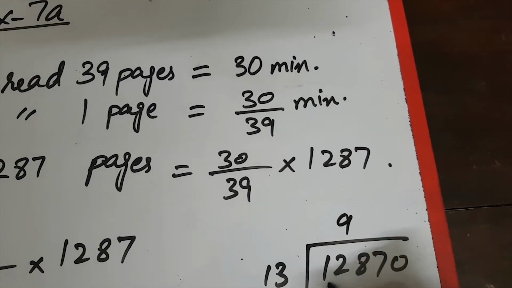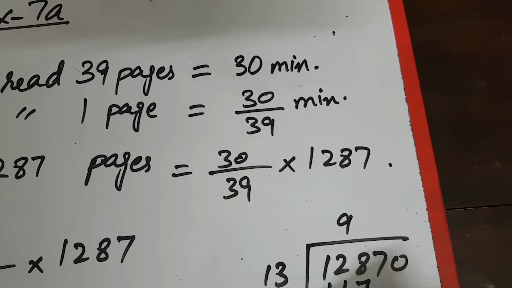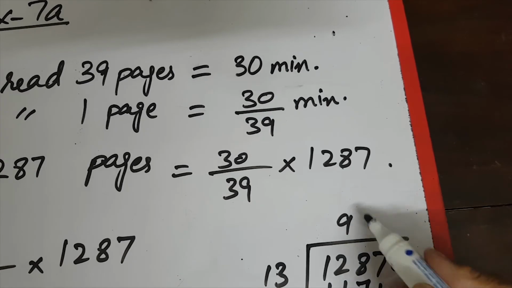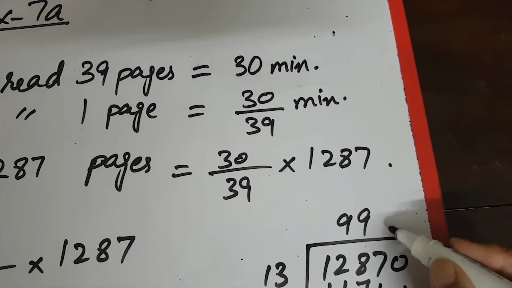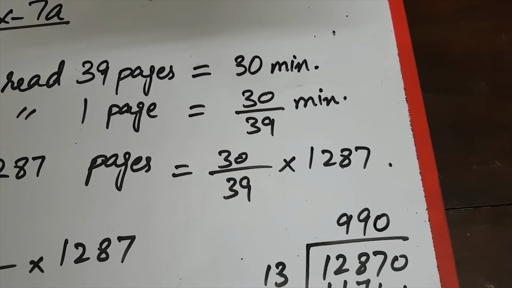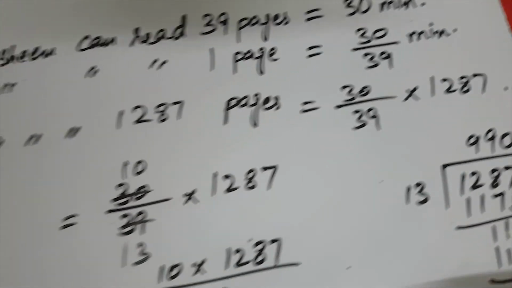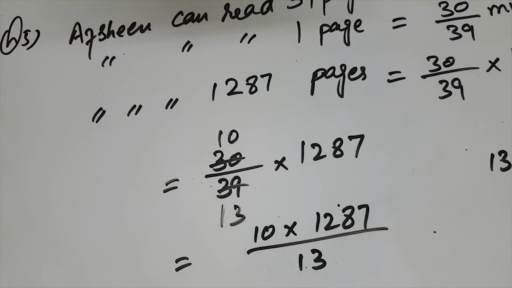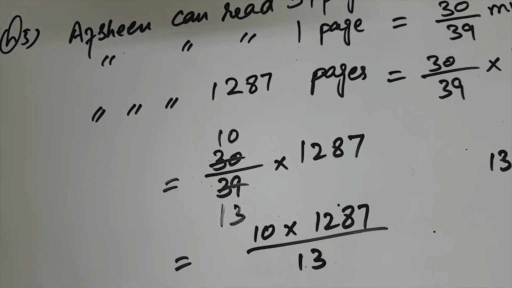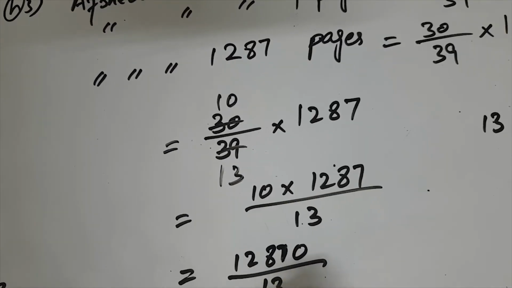Thirteen nines are 117. So do the subtraction and bring 7 down. Again 13 9s are 117. So your 0 will be here in the quotient and you cross the number. It means Afshin can read 1287 pages in 990 minutes.